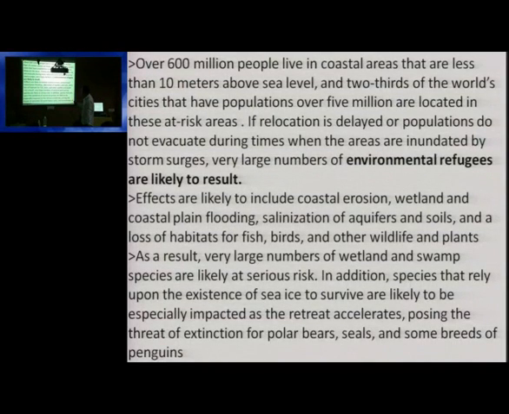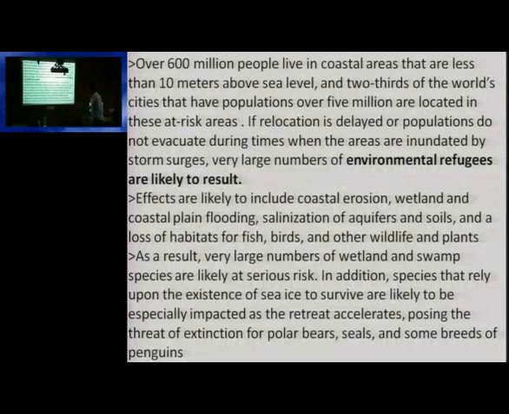Over 6 million people live in coastal areas that are less than 10 meters above sea level, and two-thirds of the world's cities that have a population over 5 million are located in this at-risk area. If relocation is delayed or the population does not evacuate when the areas are inundated by storm surges, a very large number of environmental refugees are likely to result. These are keywords. Please highlight this: environmental refugees.